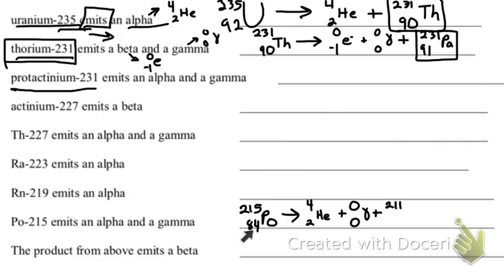Our number of protons is 84. The number of protons on the right-hand side has to add to 84. 2 plus 82 is 84. Look to my periodic table and see that element 82 is lead. So this says the product from above emits a beta. The same pattern emerges, but now it's not giving you the check. So you got lead-211, so lead-211 is what will start your next problem.